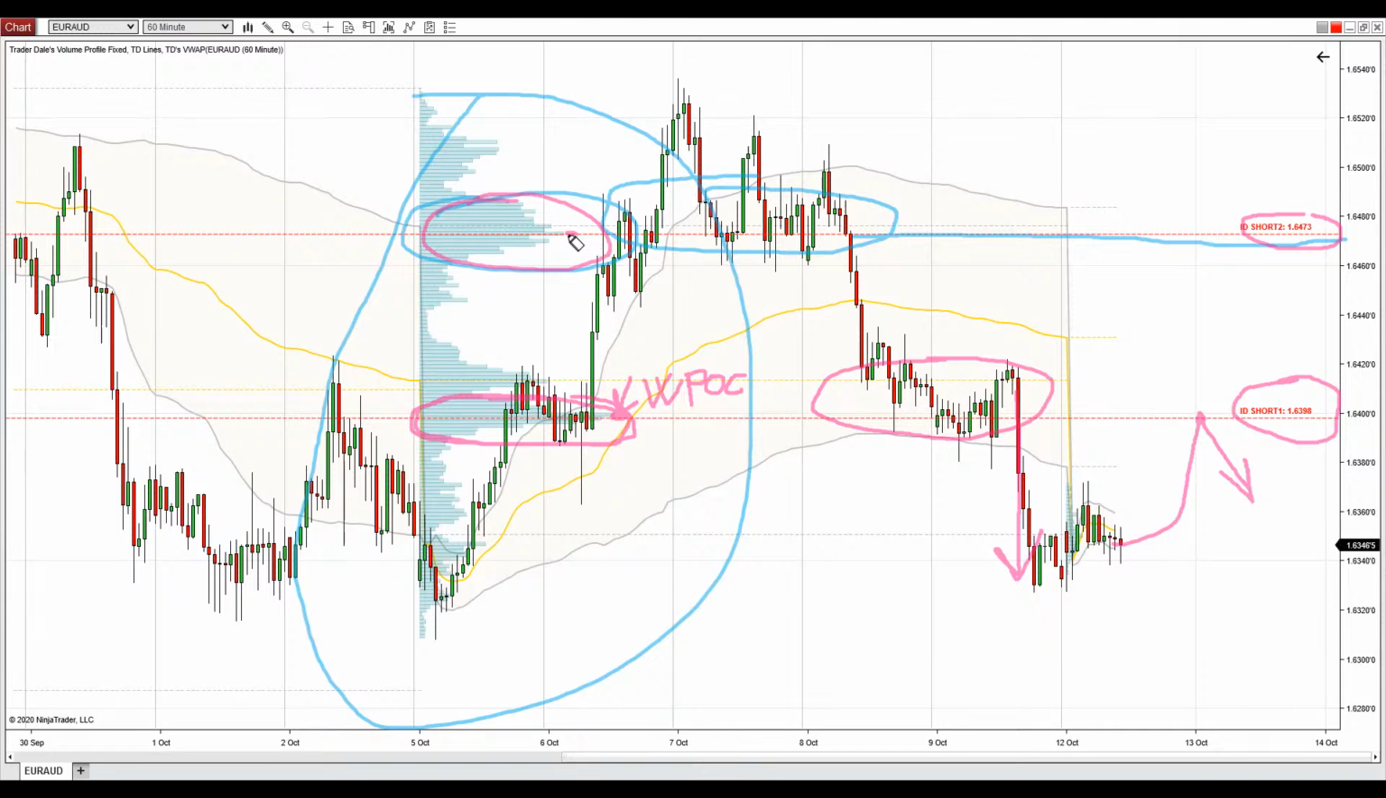Heaviest volumes, as I already said, were in here, and from that place, from this volume accumulation zone, the sellers pushed the price downwards in this aggressive sell-off. And I think that those volumes were mostly volumes of sellers building up their shorts in here, and then they pushed the price downwards.